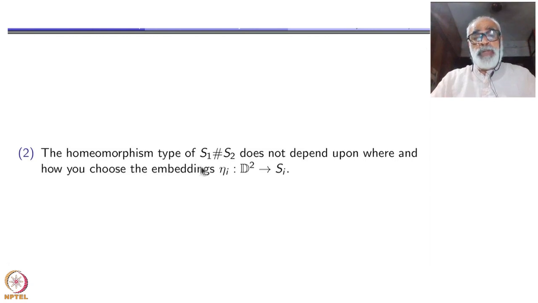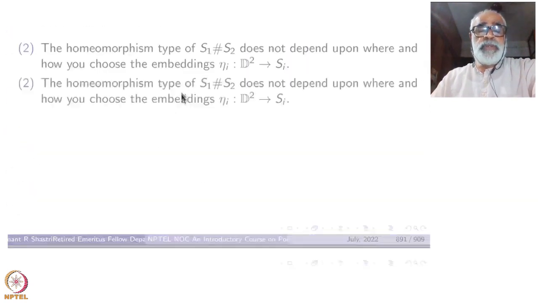The homeomorphism type of S1 connected sum S2 does not depend upon where and how you have chosen these embeddings Ei from D2 to Si. The Si's are surfaces, you have chosen these things, right? How you choose these disks, how you choose these embeddings, no problem. All of them will define the same, up to homeomorphism, the same surface. So this is a deeper thing. This requires some proof. Not this one, these are easy.